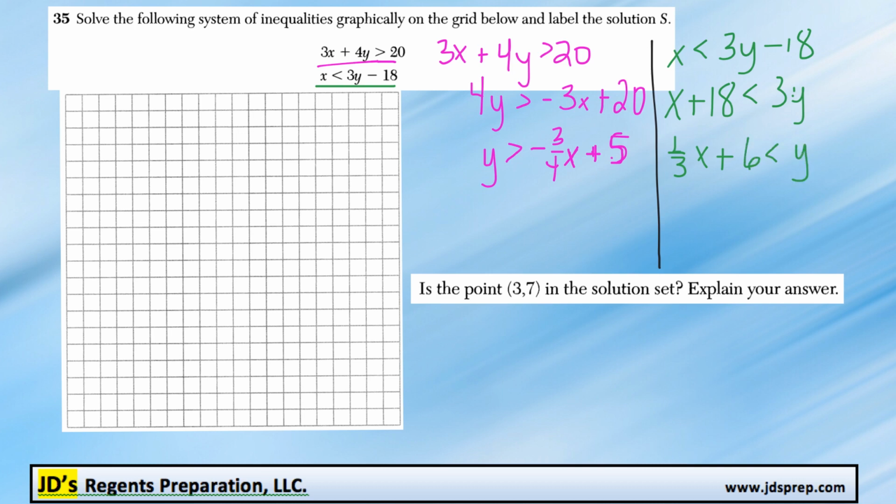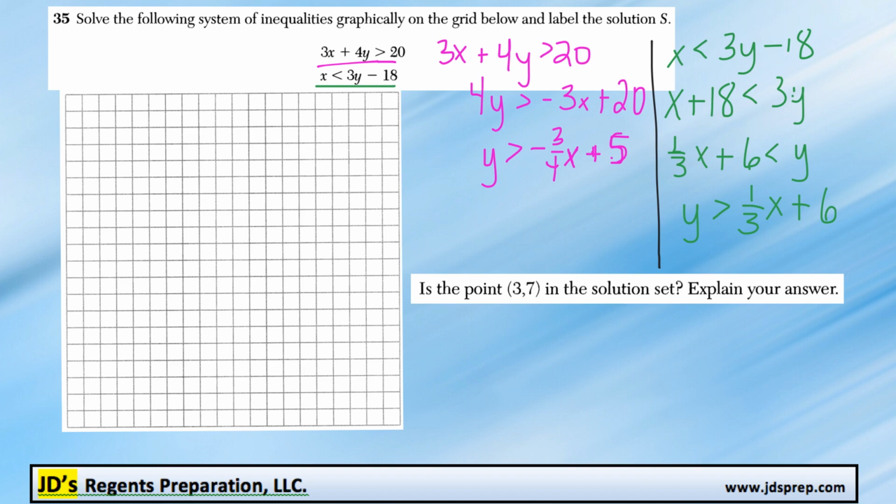And of course, we want to write it properly where y is on the left-hand side. So I'm going to flip everything around, including the symbol, and we'll get that y is greater than 1/3 x plus 6. So in this case, our slope is 1/3 and our y-intercept is 6.